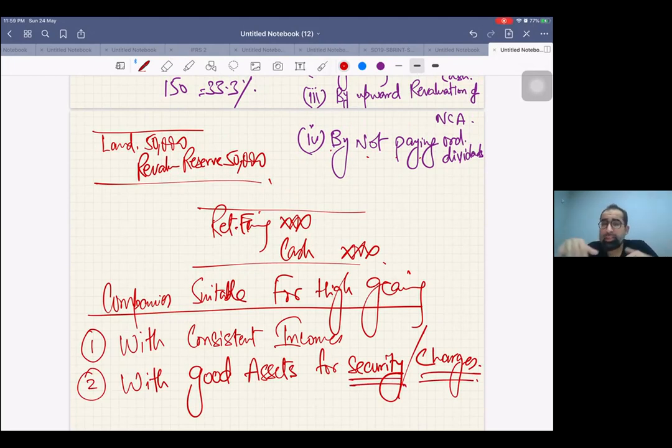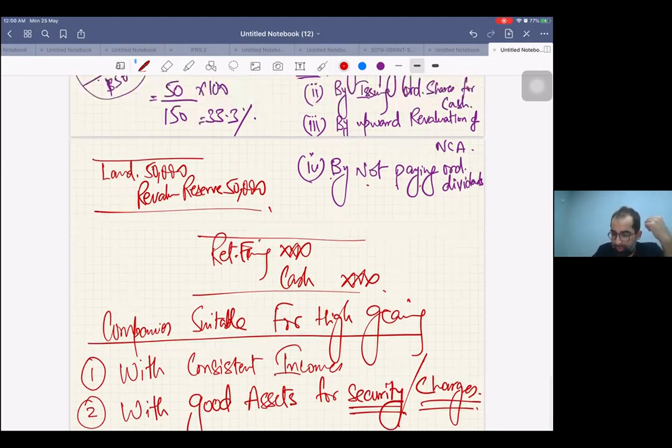For some companies, it is good to increase gearing, because high gearing means high loans, and loan means debt, and don't forget, debt is a cheap source of finance. So sometimes you become rich through loans. I gave you an example, see.